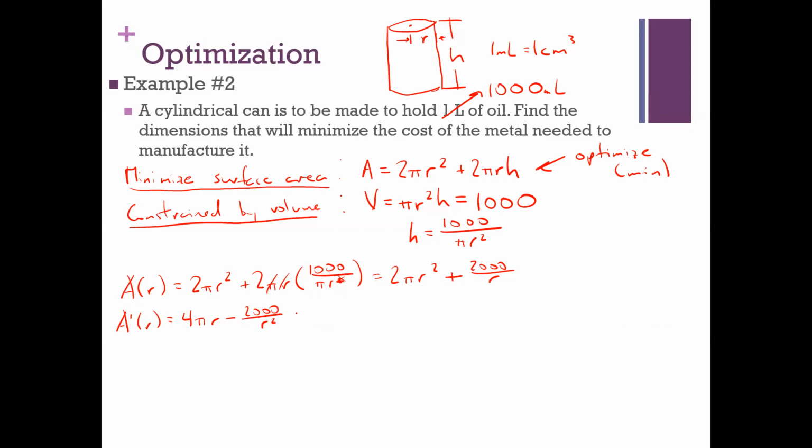Okay, what do I want to do with this derivative? Set it equal to 0. Remember, if I'm trying to optimize, I'm looking for those critical points. So set this equal to 0, solve it, and I get 4 pi r equals 2000 over r squared, which gives me 4 pi r cubed equals 2000, which gives me this. I'll keep it exact for now. So r should be 500 over pi, and that all cube rooted.